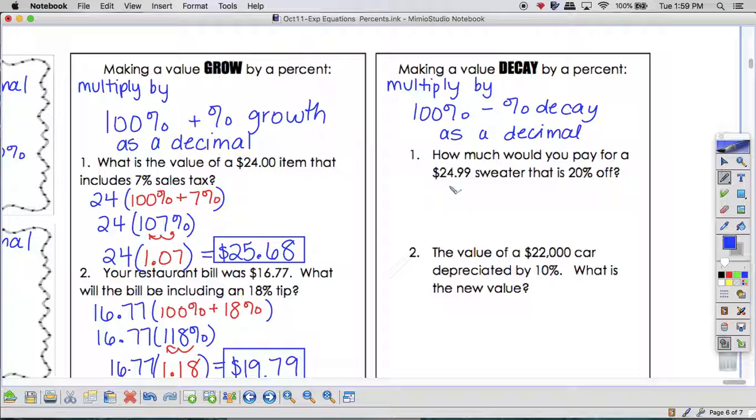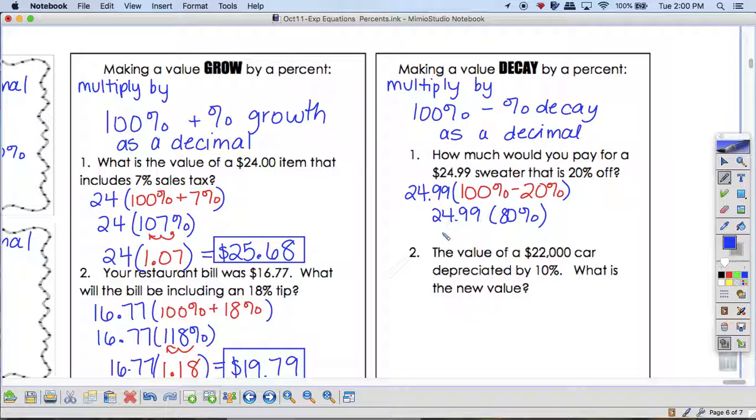Okay, so what could I multiply 24.99 by? Instead of finding 20% and then going back and subtracting it, I want to multiply by just one number. So I would take 100% and subtract 20%. Okay, so that would be 24.99 times 80%.